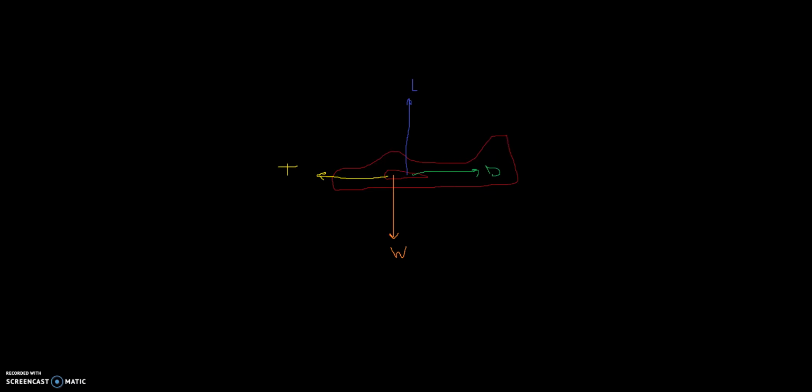Now, when an airplane is in unaccelerated flight, meaning the airplane is neither accelerating nor decelerating, and it's not going up nor going down, it's stationary where it is, at an imaginary point, let's say in the sky, then that airplane is said to be in equilibrium.